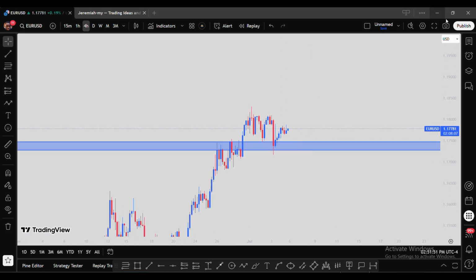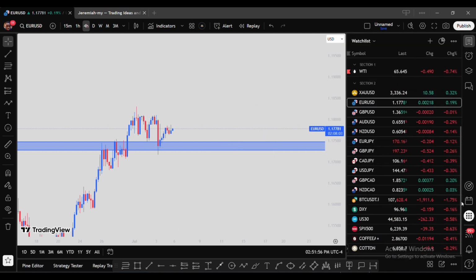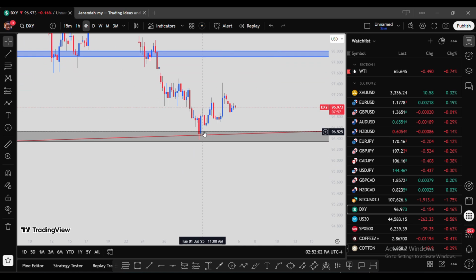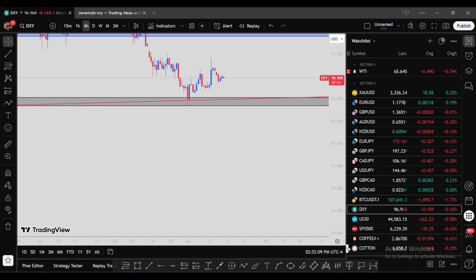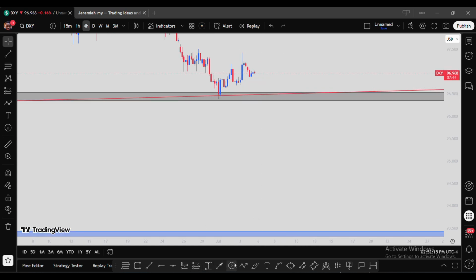So for me, before I could get into a sell trade on EURUSD, it will be after price broke this level. So this level that price was going to find support from, and also the trend line level. After we have a clear break of this level to the downside, then I could start looking for a buying opportunity on EURUSD.